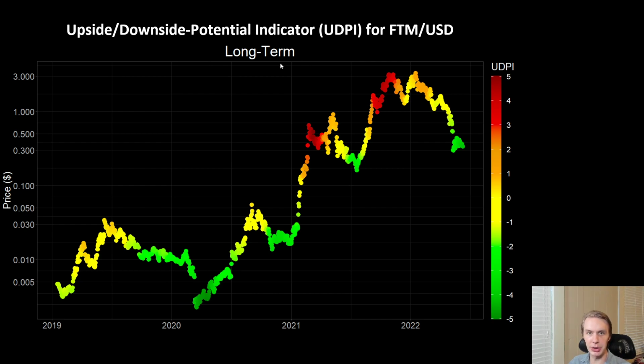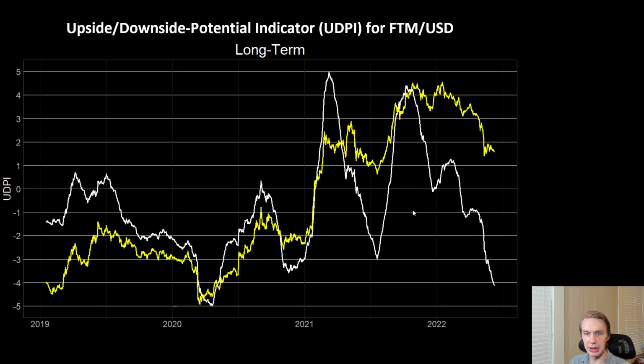This is the long-term version of the model that cares about moves that play out over months to years, so more macro in its focus. And what might stand out is that we've gone back down into the deeper green zone like we've seen in some of these local bottoms in the past. We can see this a bit more closely if I just show the raw output of the UDPI, the white line here, the UDPI level on the y-axis, and then here in the yellow the price action of Fantom over time, so we can see how these two things are relating.